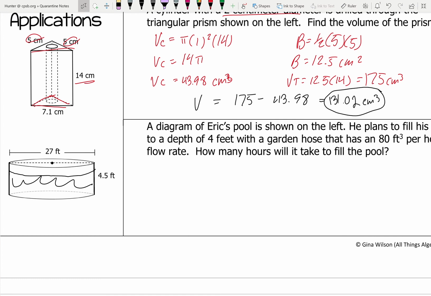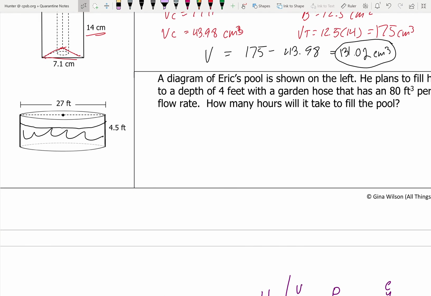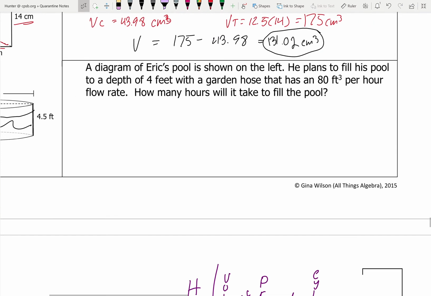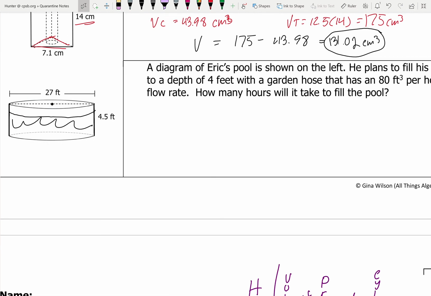So, what I want to do first, I want to find the volume of the amount of water that he wants to fill up into his pool, basically. I know he wants to fill it up to a 4 foot height, but I want to know the amount of water that will be in there first, okay? And what I'm going to do with this, I'm going to take that and divide whatever I get by this rate of 80 feet cubed per hour, and that'll give me the amount of hours. So bear with me. We'll walk through it in a second after I find the volume.